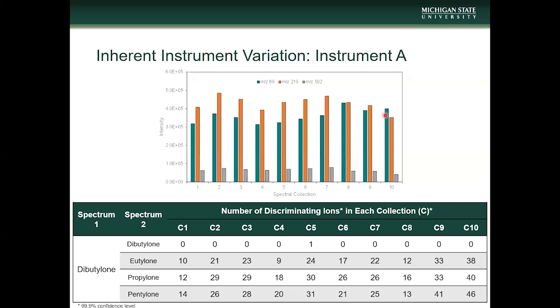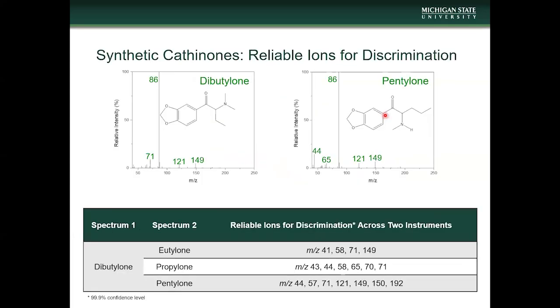And so then we started moving toward identifying which ions are actually reliable for this discrimination, which ions consistently appear as discriminating ions in all of these collections. Not only that, but we looked at the spectra that had been collected on a second instrument, where we had also done the spectral comparisons. And then we looked at the discriminating ions there and compared which ions we see as discriminating, not only over time, but on both of these different instruments.